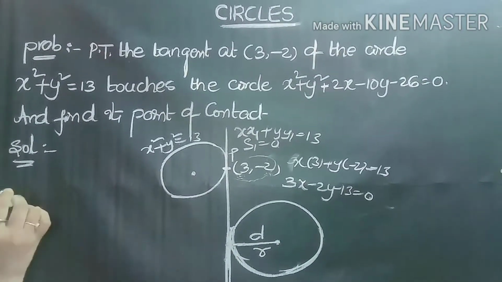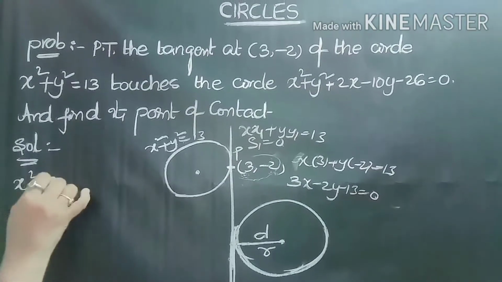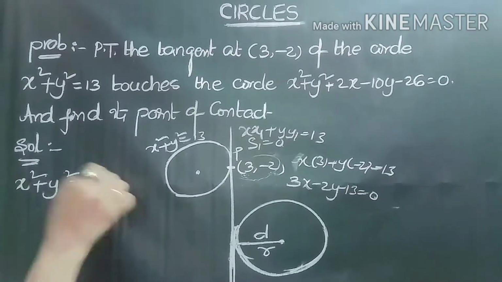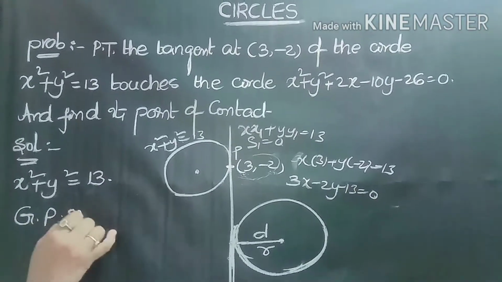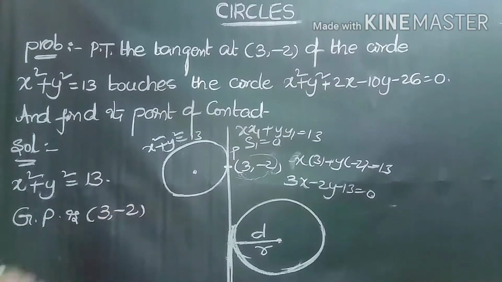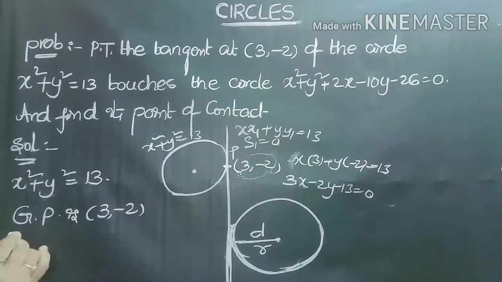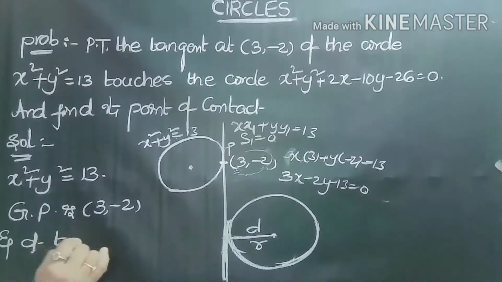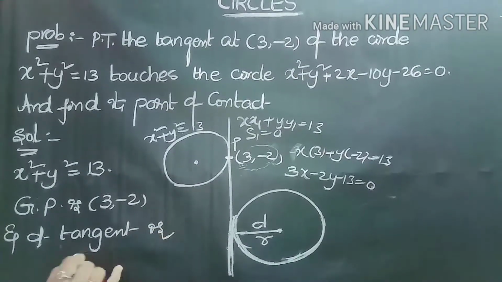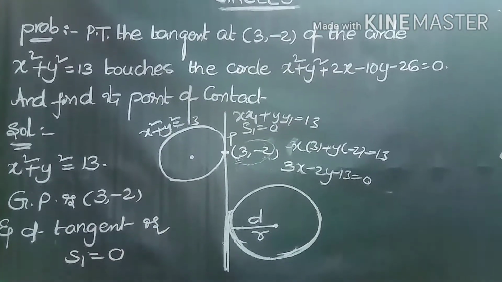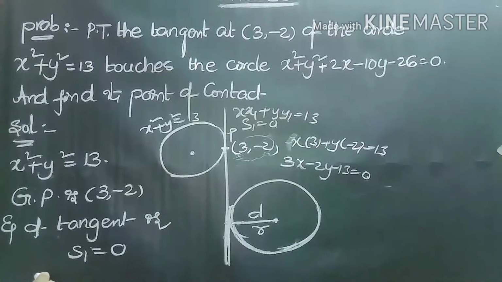Now coming to the solution, first we are writing the first circle. First circle equation is x² + y² = 13 and the given point is (3, -2). Now first we are finding the equation of tangent. Equation of tangent is S1 = 0. That is, we are taking the S1 notation for the first circle.